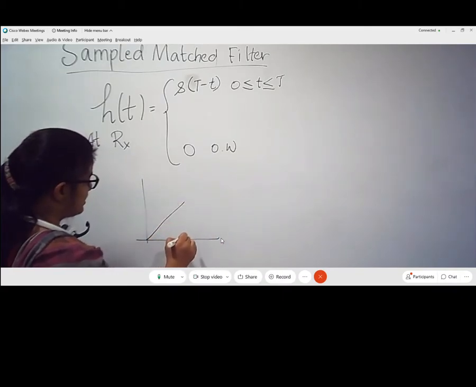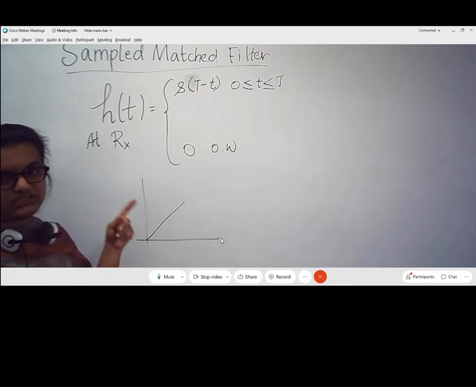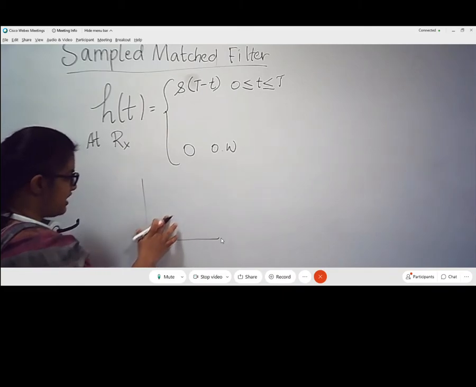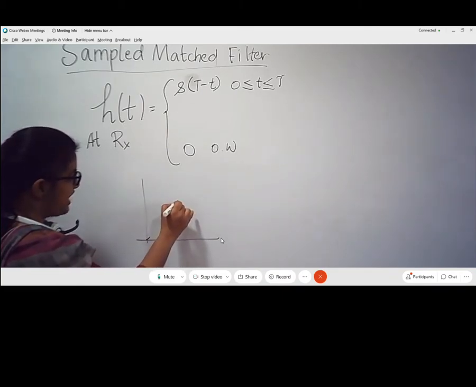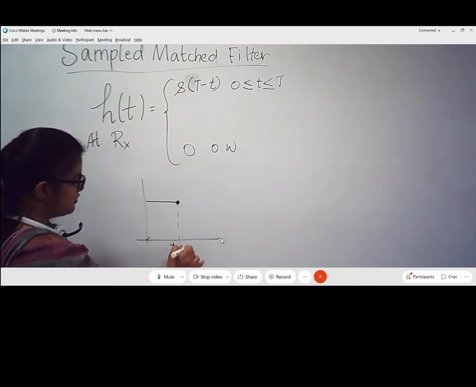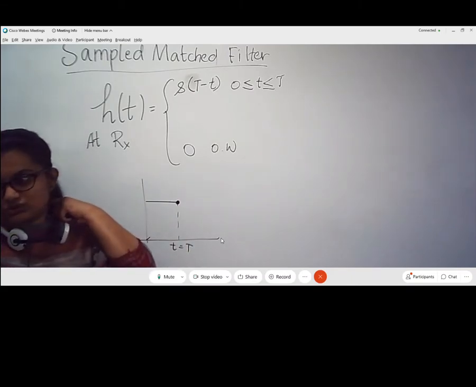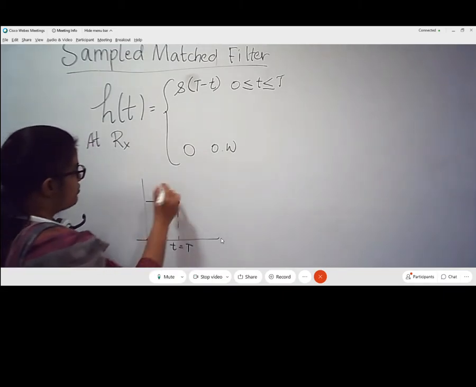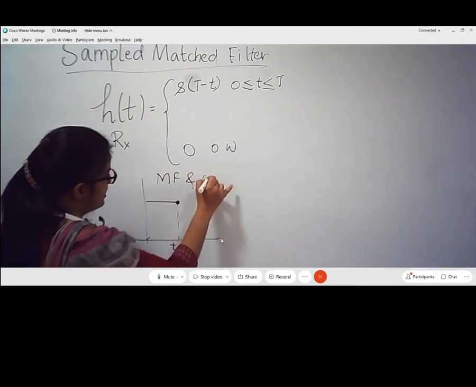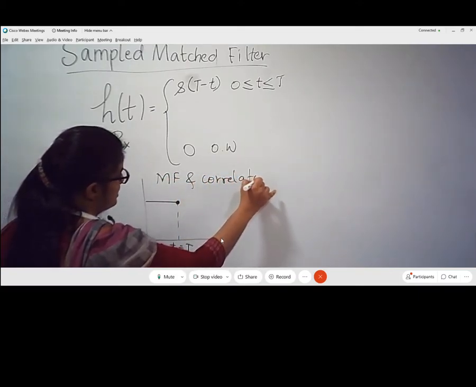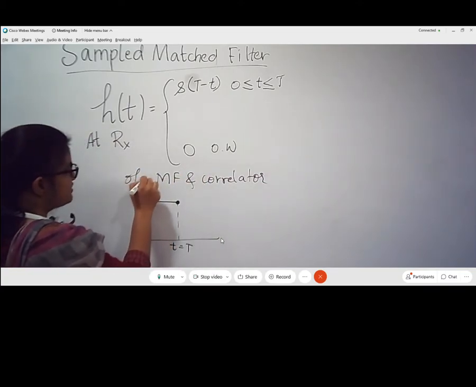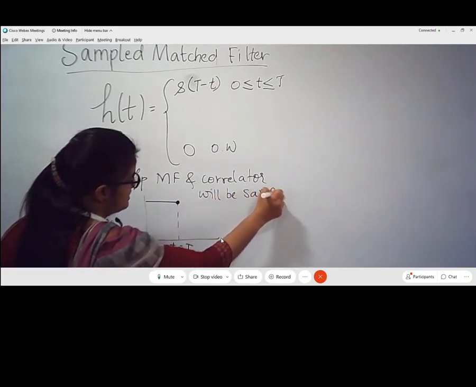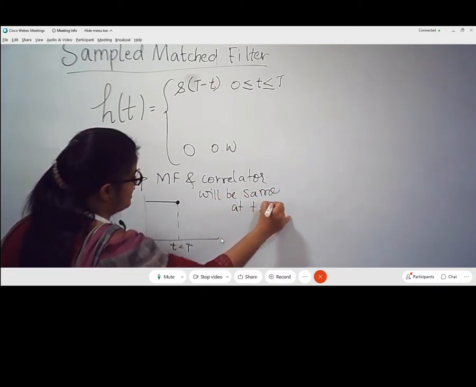The matched filter output and the correlator output, because they both are linear operations, the impulse response of the matched filter and that of a correlator will happen to give the same value at time instance t equal to capital T. This you should have studied in the 4th semester, so I am not looking deeply into this. You can make a note of this: the output of matched filter and correlator will be the same at time t equal to capital T.